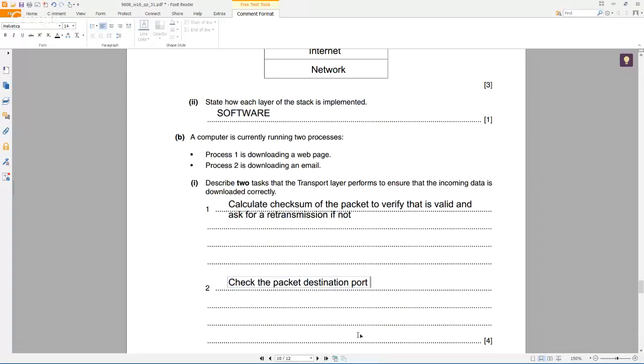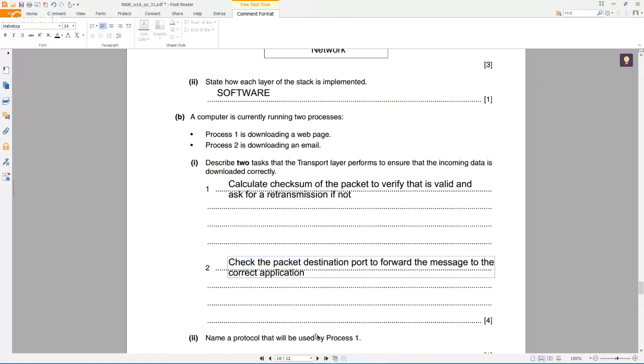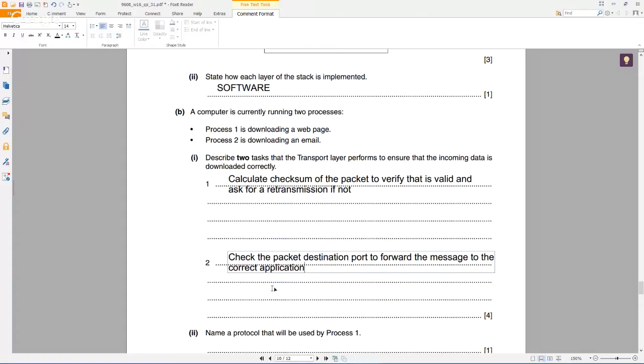So check the packet destination port to forward the message to the correct application. So this is another possible use. Sorry, I haven't said, you need to pick two. Another one is actually reordering, like what I said, using the sequence number to reorder packets at the destination. That's a possible third answer. That's actually very important as well. So this is basically what the transport protocol does.